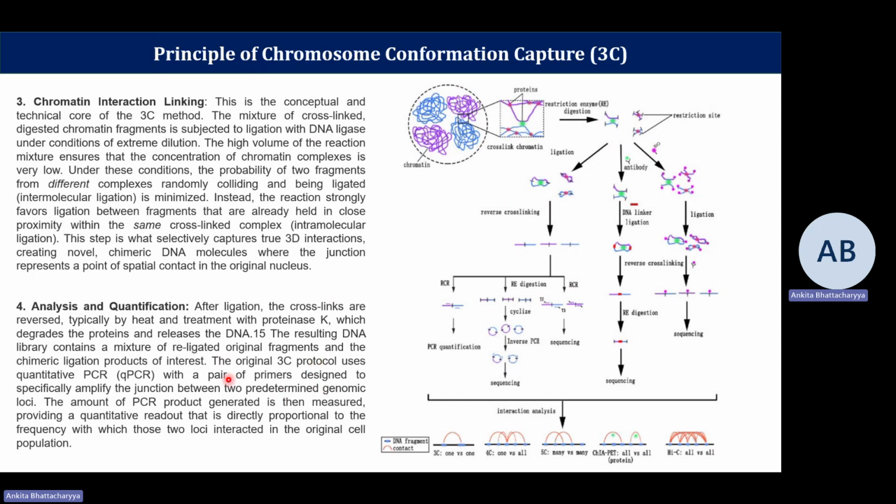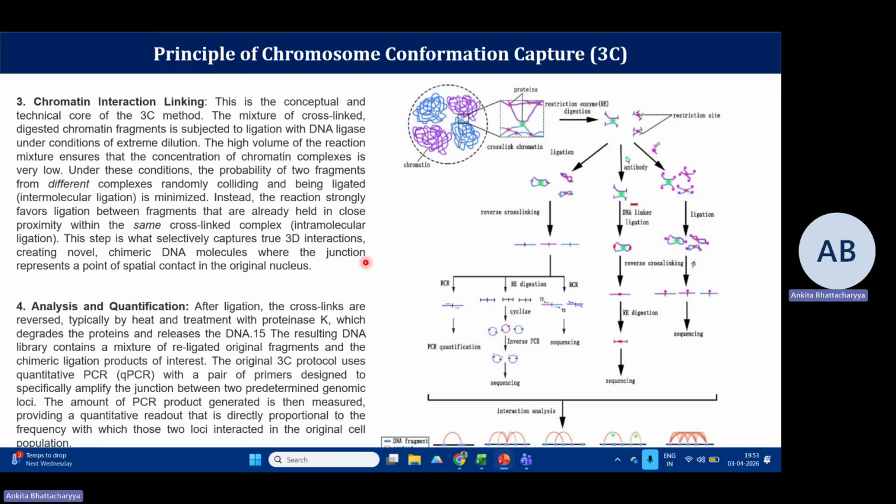Now, the original 3C protocol used qPCR with a pair of primers that were able to specifically amplify the junction between two predetermined genomic loci. The amount of PCR product generated is then measured, providing a quantitative readout, which is directly proportional to the frequency with which those two loci interacted in the original cell population. So how much PCR product is generated can be measured, which gives you this quantitative readout. So that's what was done in the original technique.